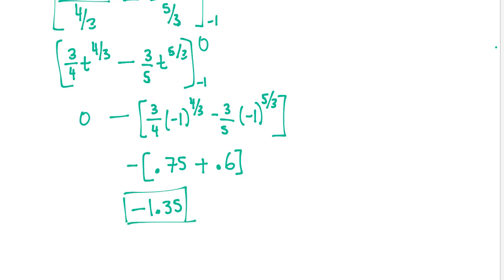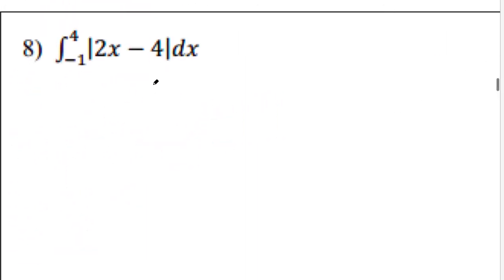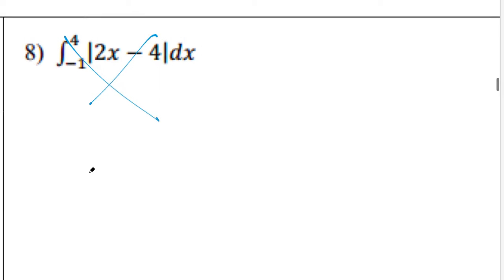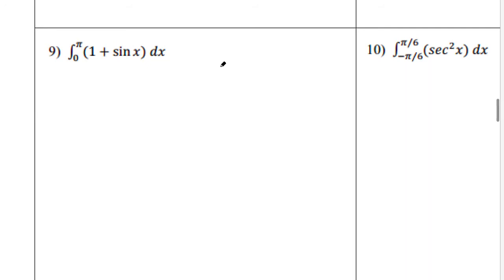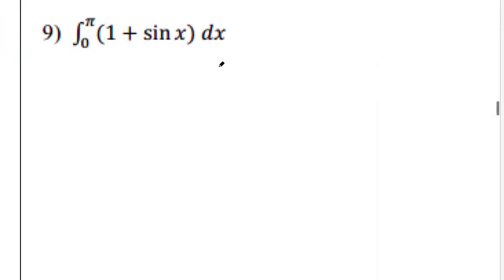Now, as I said, we're going to be skipping around a little bit. We do not need to do number 8. So we will not be doing number 8. We do not need to know absolute value integration right now. We do, however, need to know some trig integration.